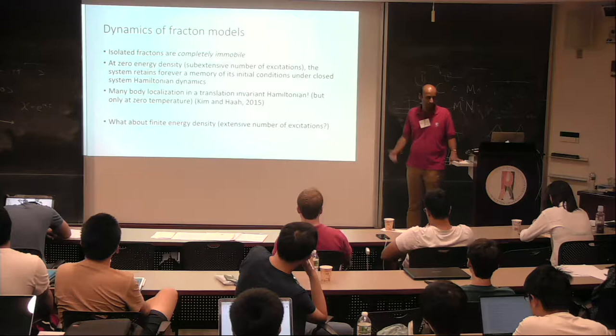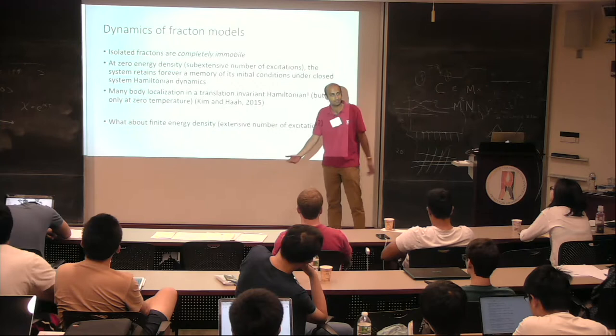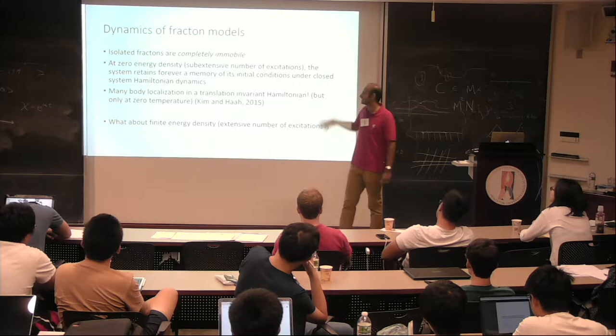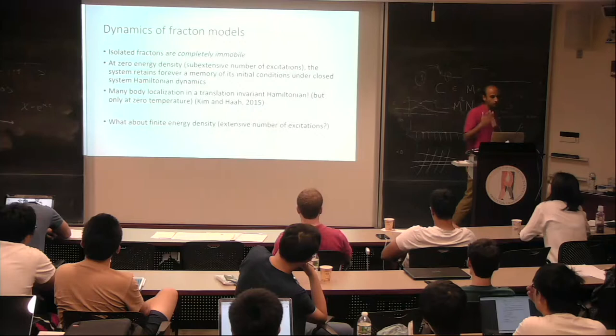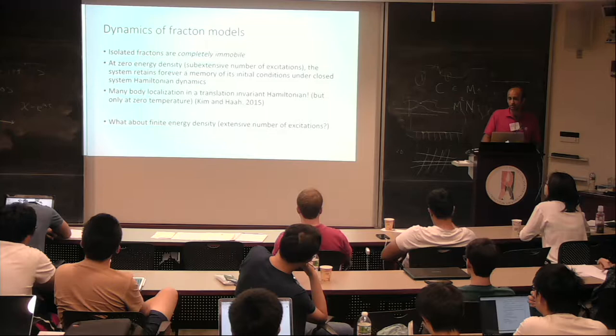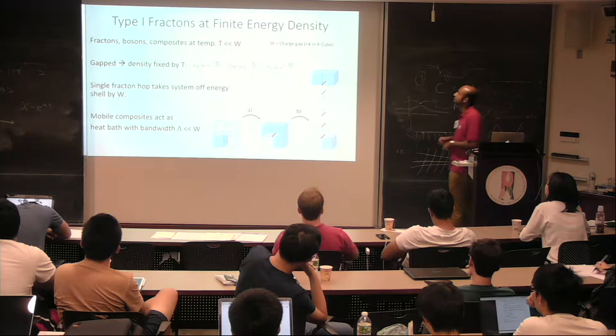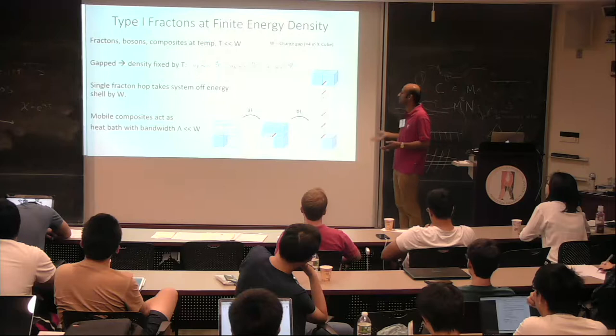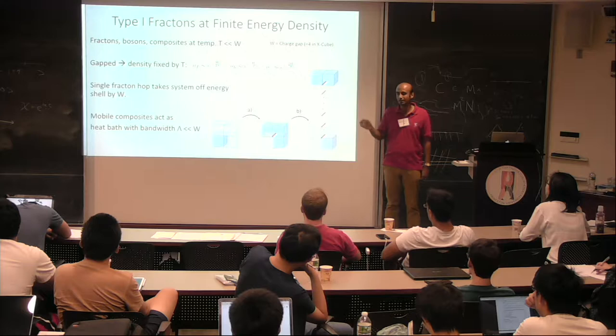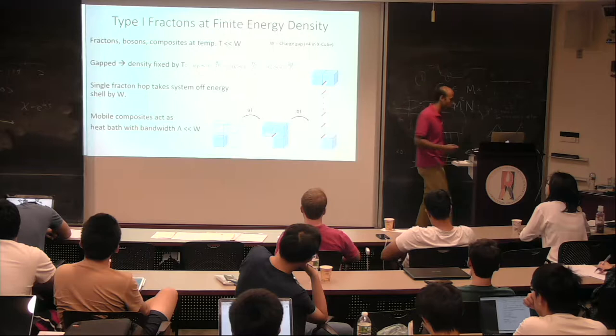It preserves the memory of its initial conditions in local observables for infinite times, the local observables being, where are the unhappy cubes? But it's at zero energy density. It's a zero temperature thing. And for many body localization, we really want to be at non-zero energy density. So can we know what happens if we take these models and consider them at non-zero energy density? If we prepare them at non-zero energy density, let's say in a Gibbs state, there's some number of fractons, some number of mobile composites. It's still the case that the fractons cannot move without creating additional excitations, and creating additional excitations takes the system off energy shell.